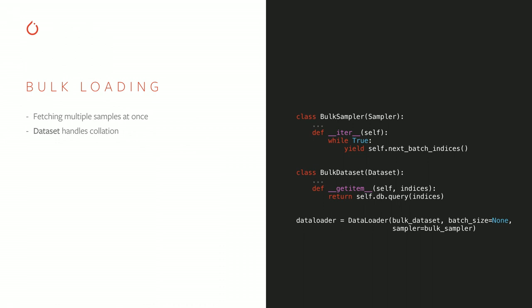Now the dataset, in the getitem method, instead of handling a single index, handles a list of indices. And you can do things like query a database and return it as a collated sample. Because the dataset natively handles the collation and returns a batch sample, the data loader doesn't need to do the batching. So we specify batch size equals None here to signify that to the data loader, and everything should just work as is.